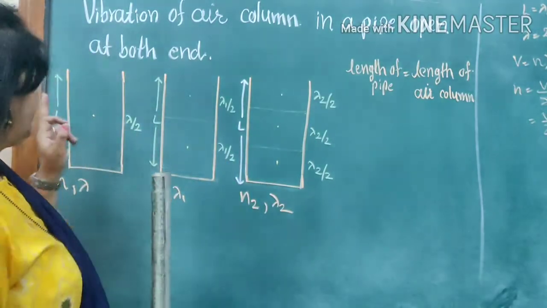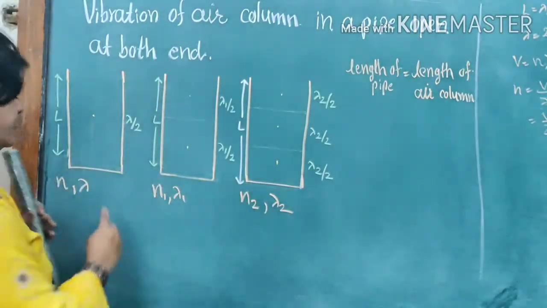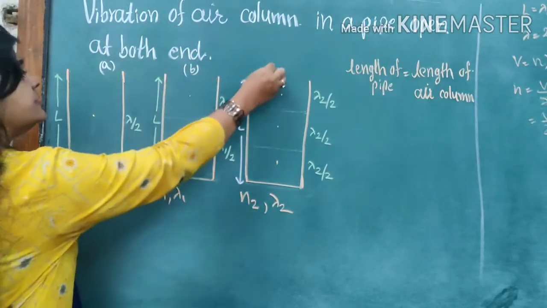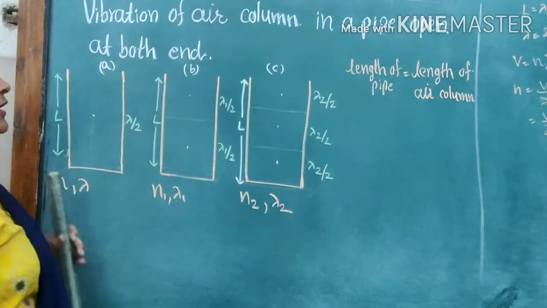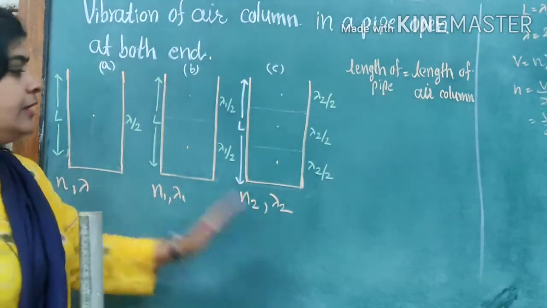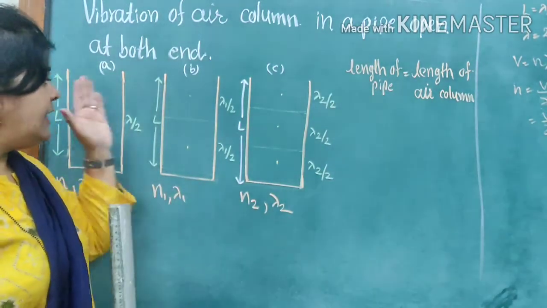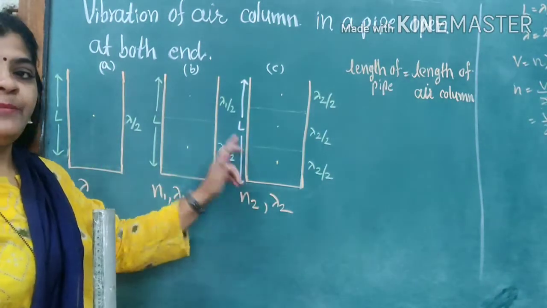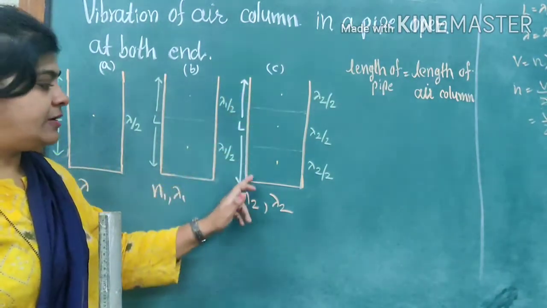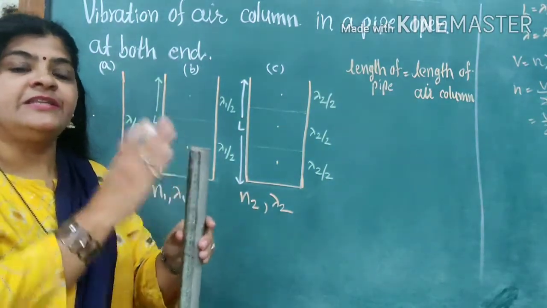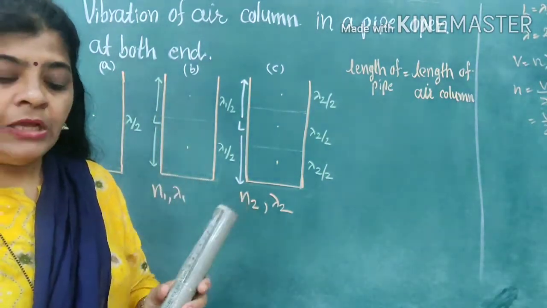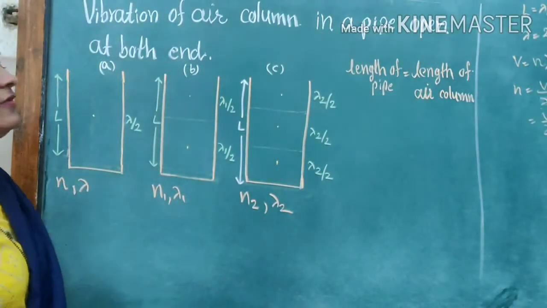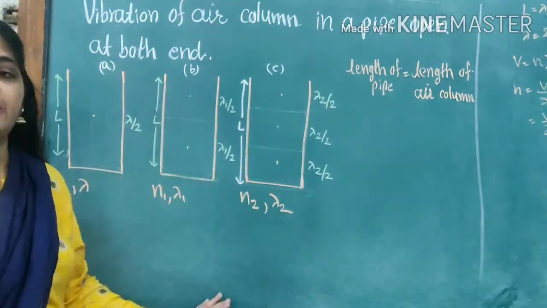Have you understood this? L is the length of the pipe in diagram A, diagram B, and diagram C. We have mentioned here the three modes of vibration. The length of the pipe for A is L, for B is L, for C is L. Capital L represents the length of the pipe. We are not changing this pipe.